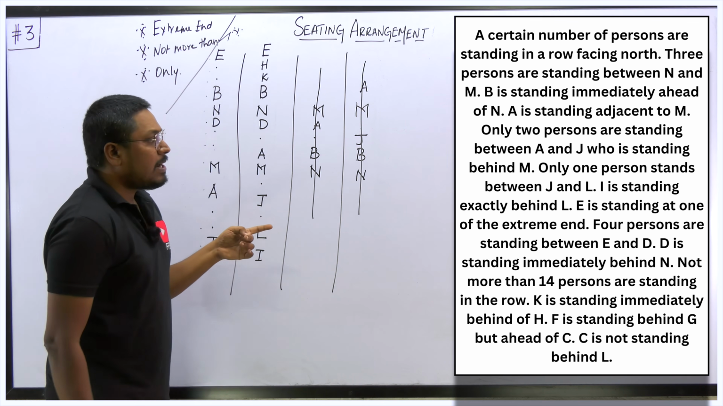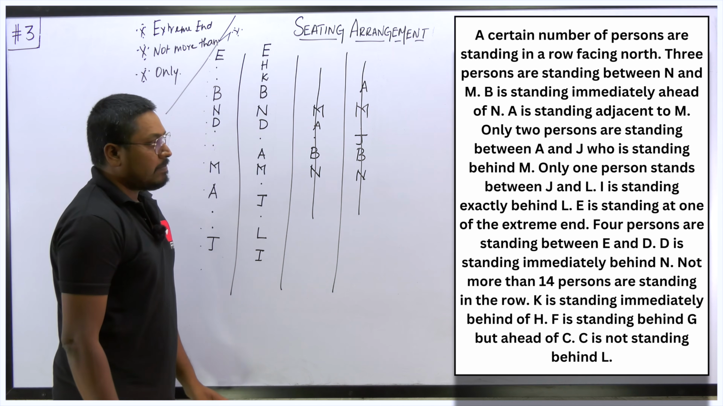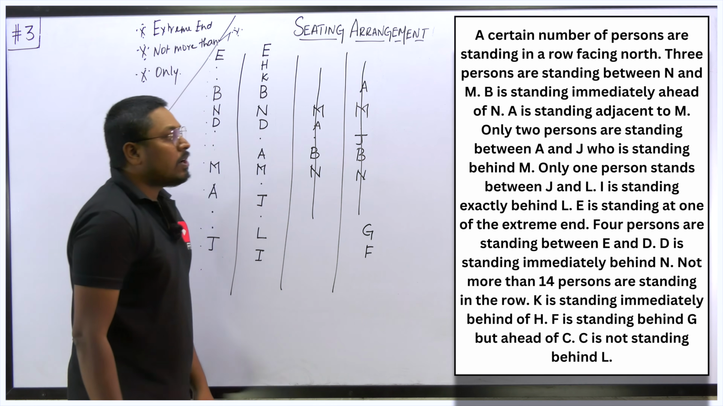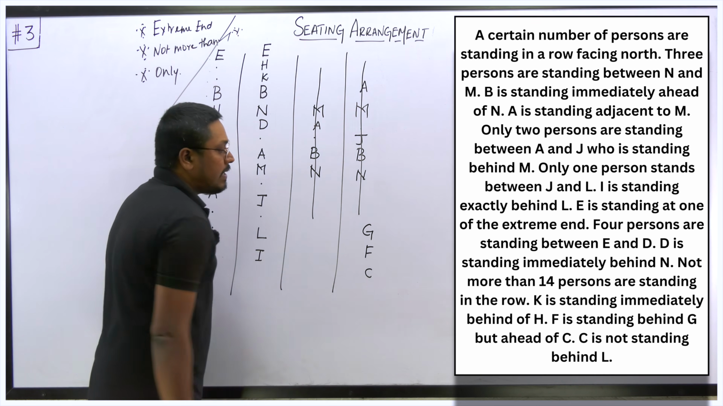Okay, so what about the remaining points? C, okay, so F is standing behind G. So at the back of G, F is standing, but ahead of C. So before C, where F is standing: G, F, C.